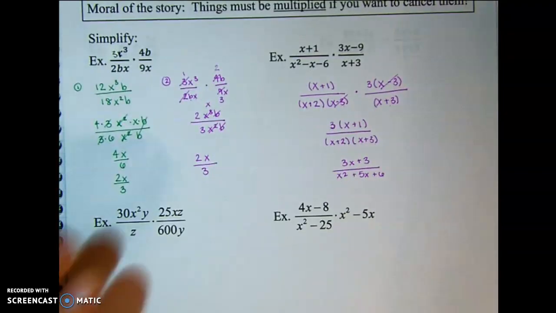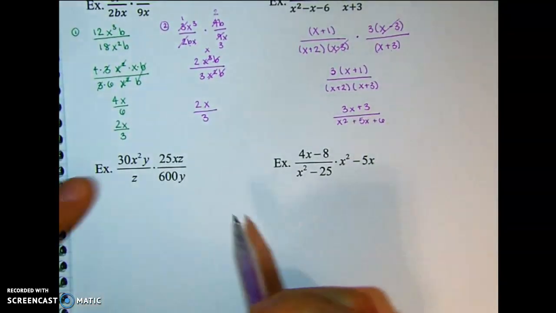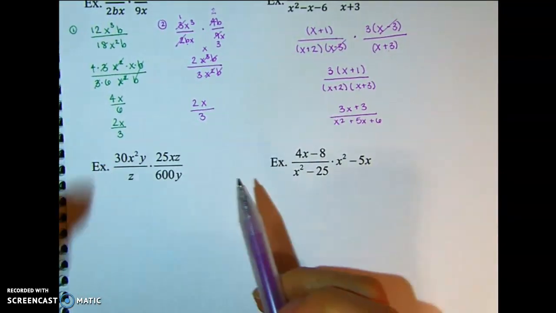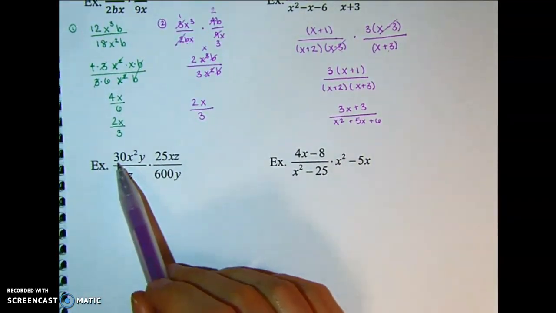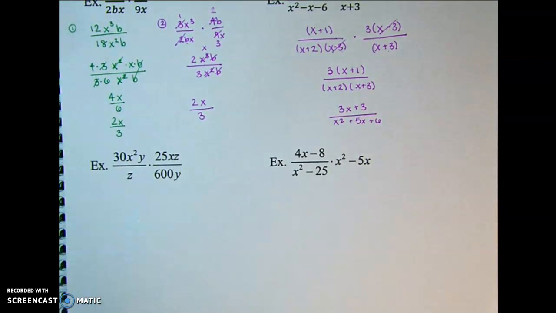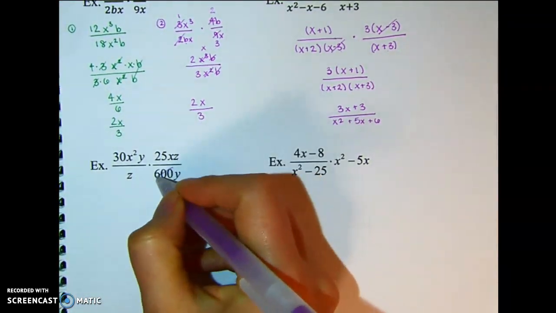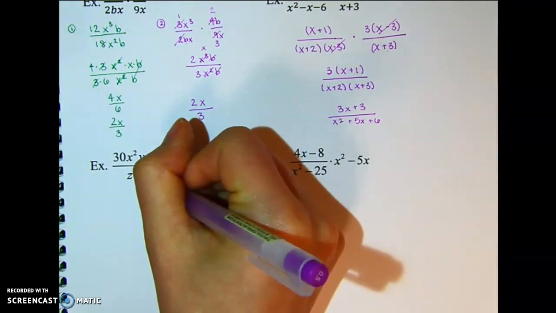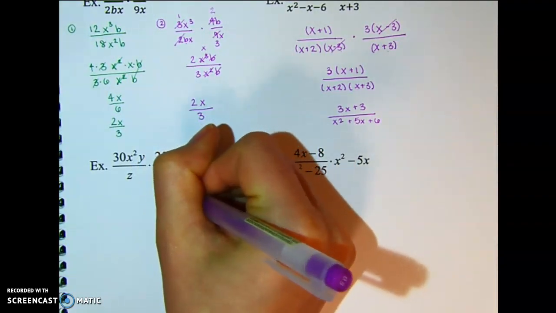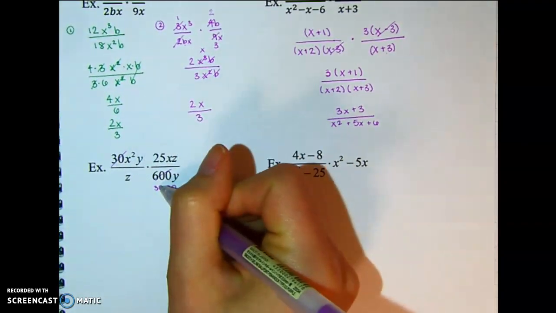Okay, so if the numbers are bigger, you may want to divide these up into factors. You could do that if you wanted to. So you could think of, right, 600 is actually 30 times 20. And so then my 30s would cancel.